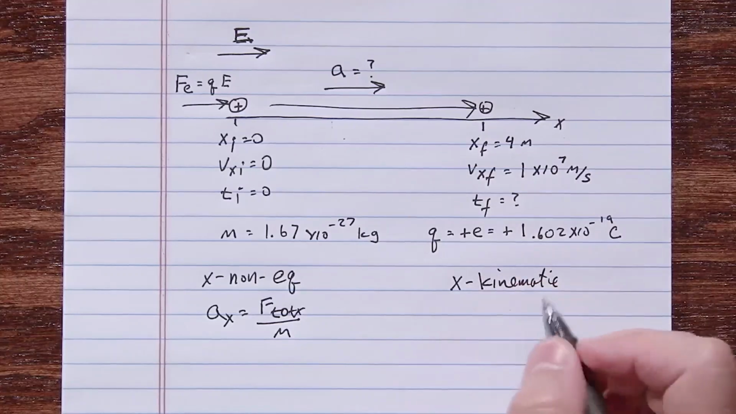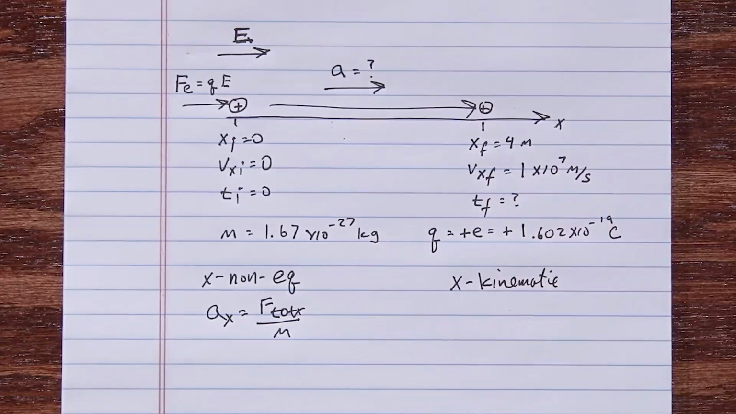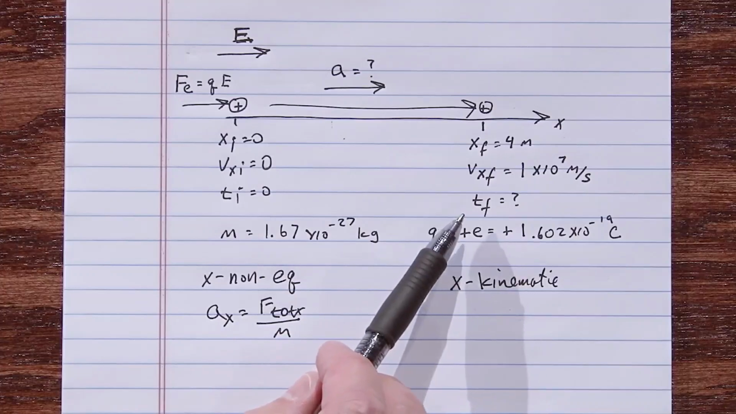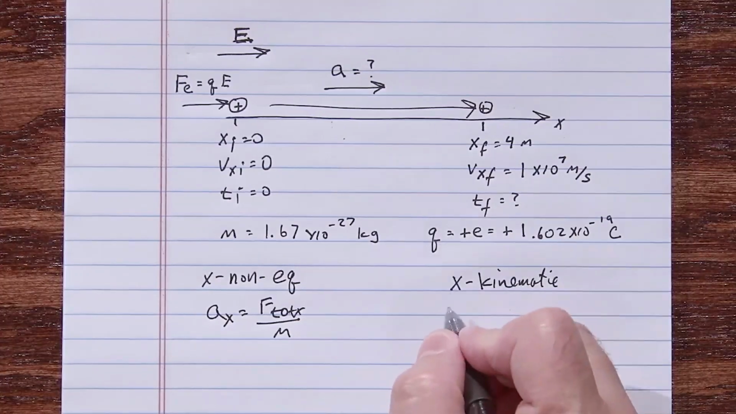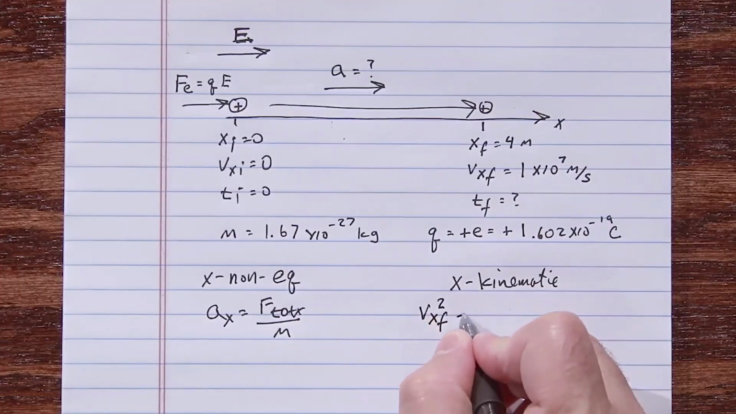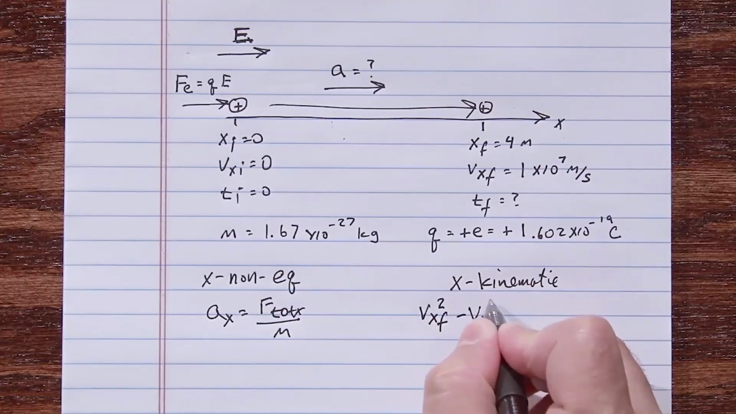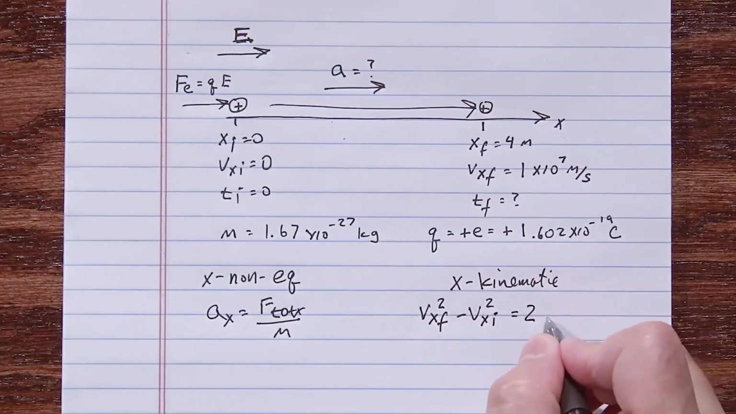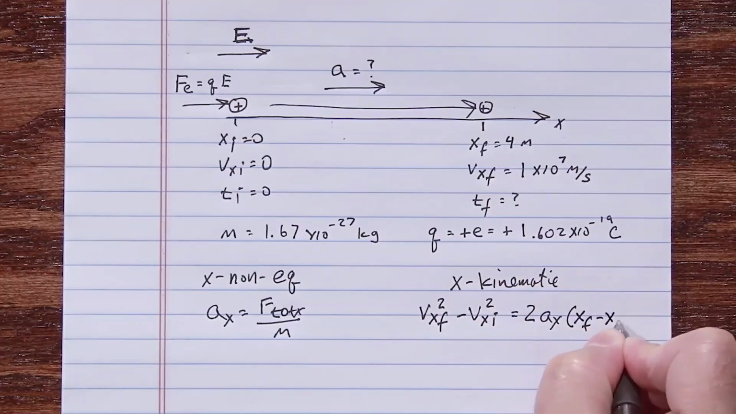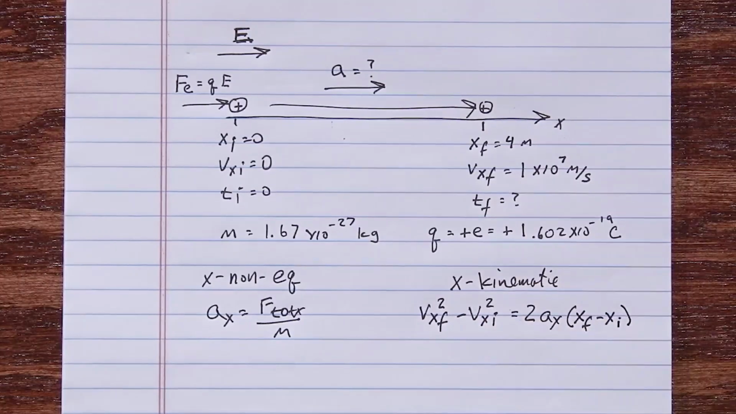which is, well, we have to figure out which one, because there are 4 kinematic equations to choose from. We choose the equation that has what we don't need to know in it, and we don't need to know time. So we want our kinematic equation that does not have time in it, and that would be Vx final squared minus Vx initial squared is equal to 2ax times (x final minus x initial).